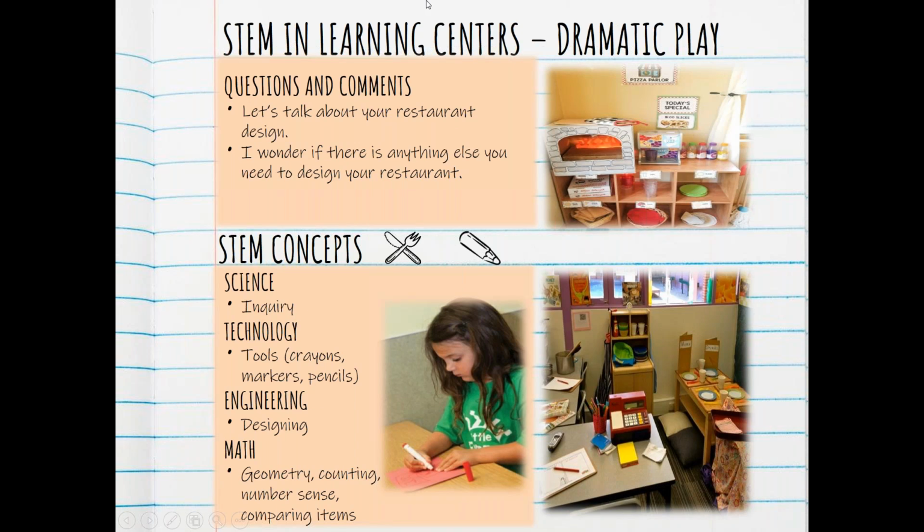You could talk about how the restaurant is being designed and ask them, I wonder if there's anything else that we need for our restaurant. And here you have some pictures of different types of restaurants. There's a smaller, kind of like a pizza place with a brick oven pizza that was made from recyclable materials, in a kind of a smaller space. And then you have a larger space where they have like tables and chairs, a cashier to check out after they have had their meal.